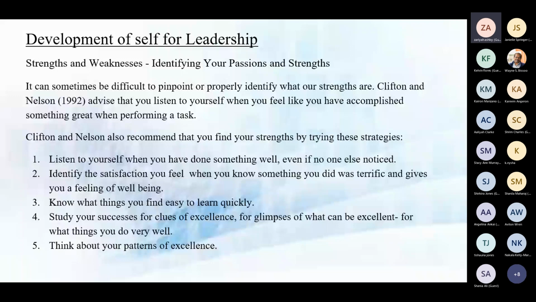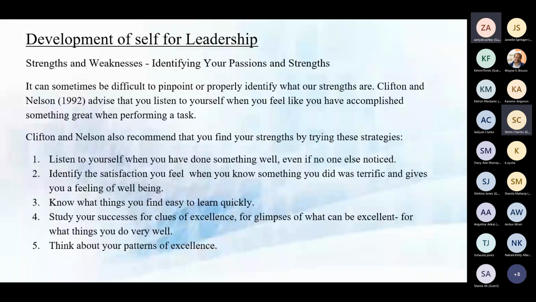This could be anything: talking to strangers, giving advice, being organized. When you do something and find it kind of easy, just take note of that. The fourth one is to study your successes, looking for clues of excellence and glimpses of what can be excellent, the things that you do very well. Like I said, it could be anything, whether it's giving a speech or being encouraging. Look carefully at where you have achieved certain successes, and it will be easy to identify the things that you do very well.